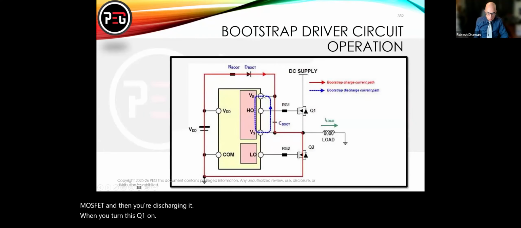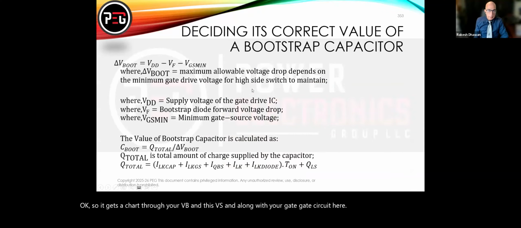Okay, so it gets a charge through your VB and this VS, along with your... All right, so these are some calculations. What is the correct value of a bootstrap capacitor?